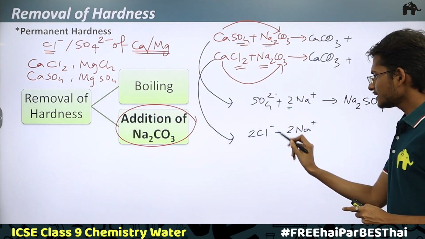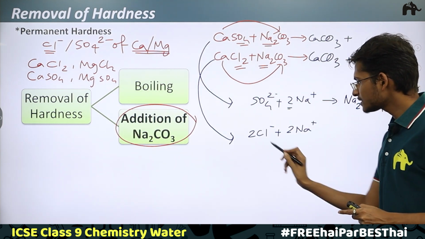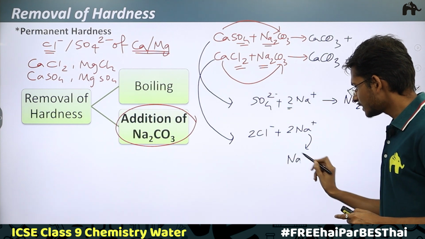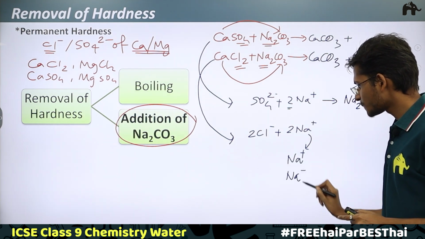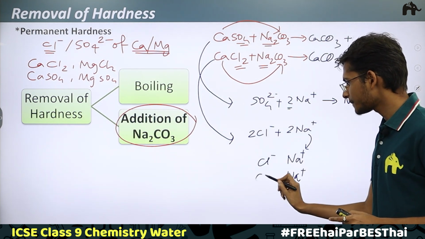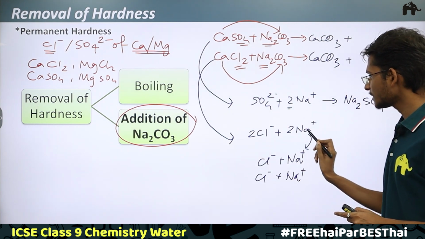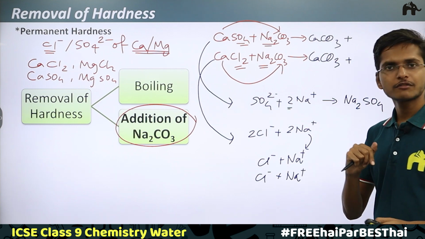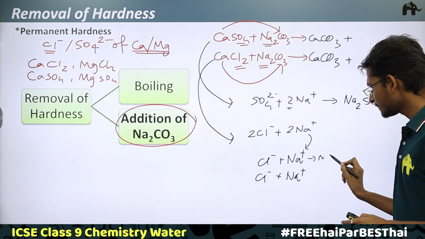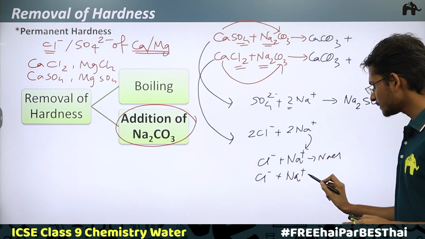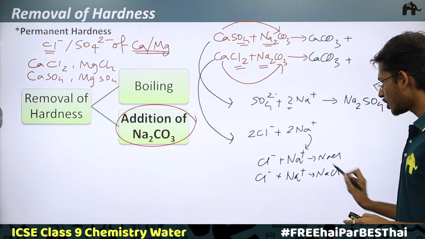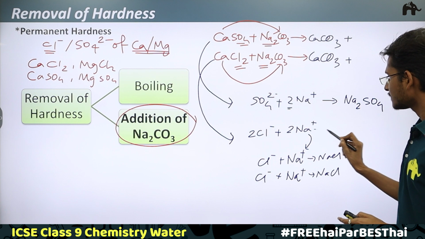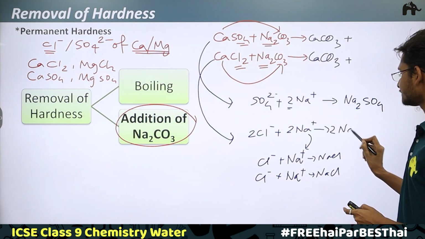Now in this case, see, again Na plus Cl minus. Here there are 2 Na plus and 2 Cl minus, right? Clear? So 1 Na plus will combine with 1 Cl minus, it would form NaCl. This would combine with this Cl minus, it would form NaCl. So how many NaCl are forming in this case? In this case, total 2 NaCl. So I'm just writing here 2 NaCl.